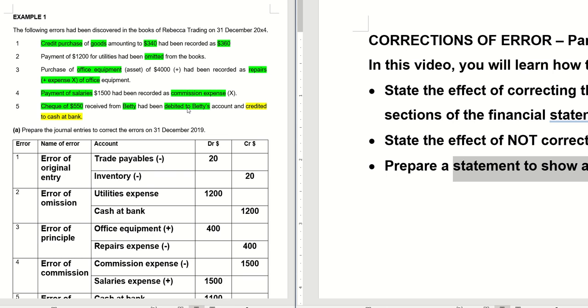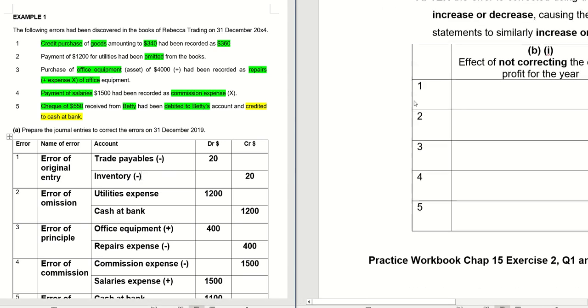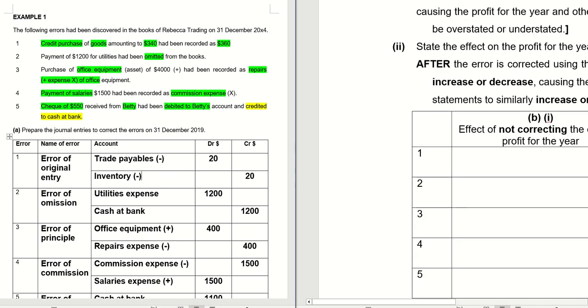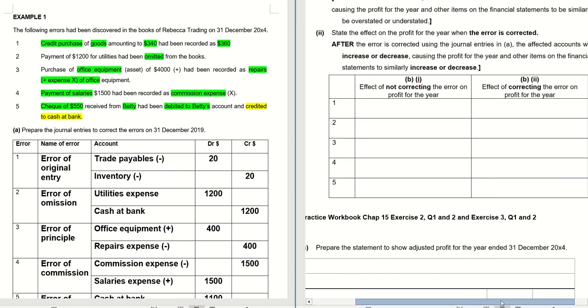So in our previous video, we did this example. There was a mistake in the previous video. The first error, it should be 20 instead of 19. In any case, in the first example, we made some corrections to some mistakes in the journal entries. Now, the next thing we want to do is to look at what happens when we correct these mistakes.